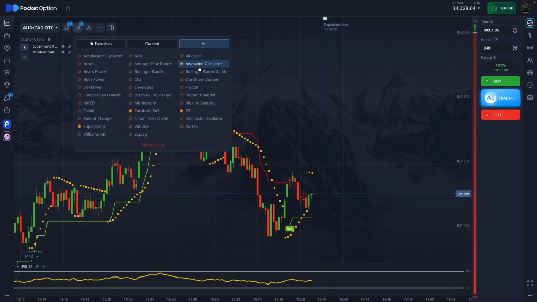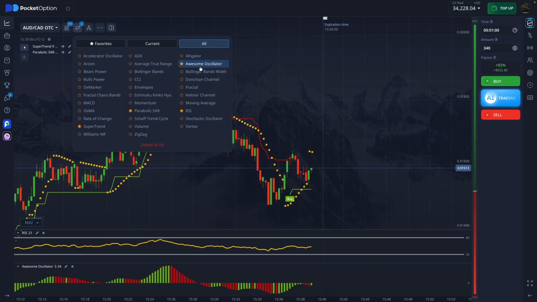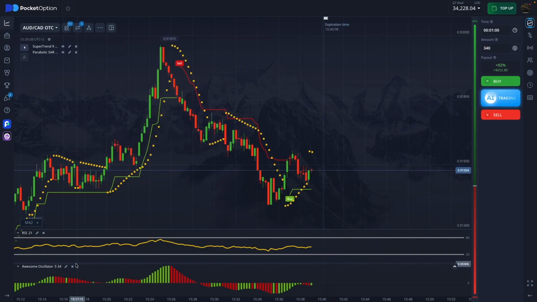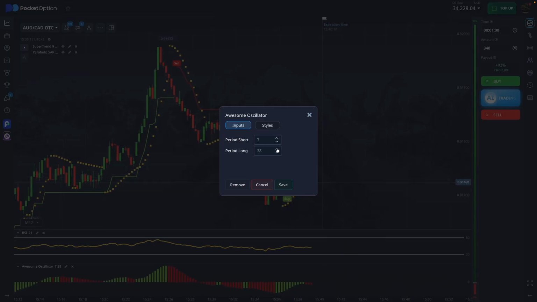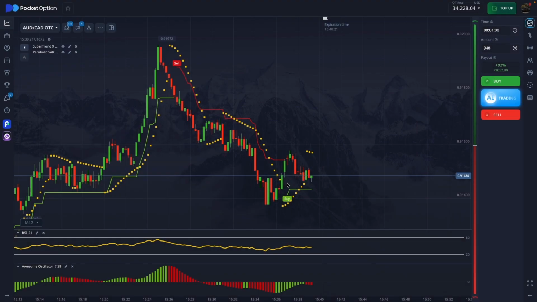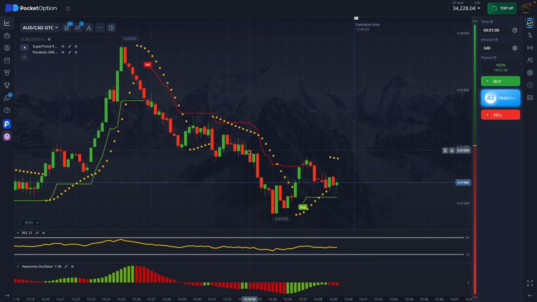The last indicator I will use today is the Awesome Oscillator. I add it to the chart, then go to the settings of this indicator, and here I set the short period to 7 and the long period to 38. In style, I don't change anything and just press the Save button. I have added all the necessary indicators.